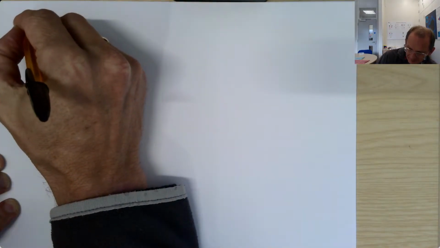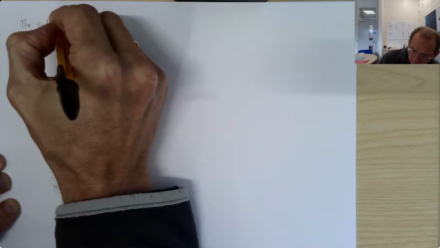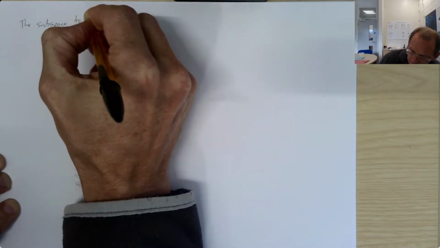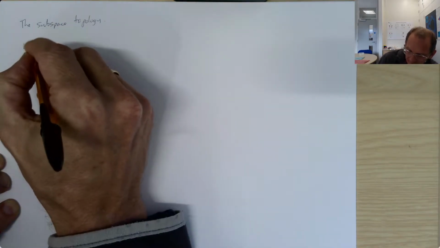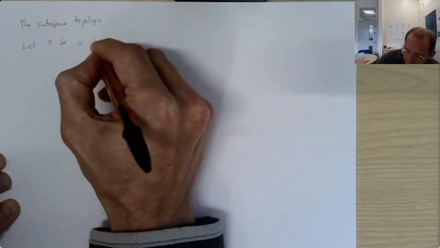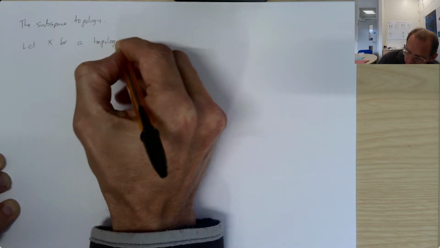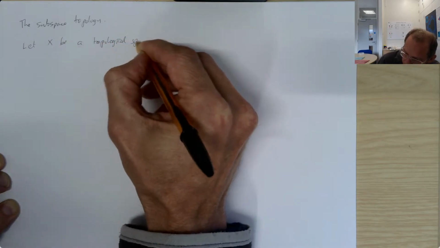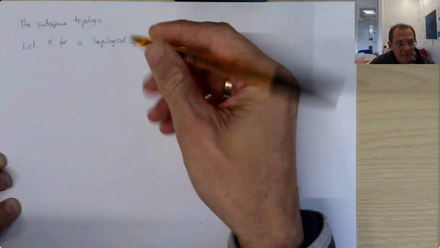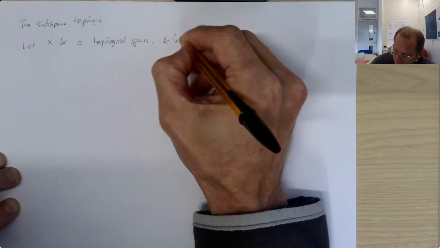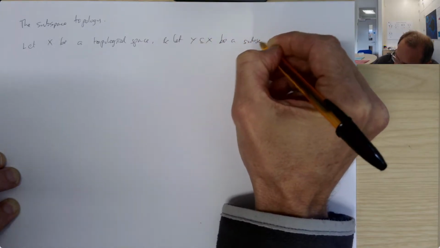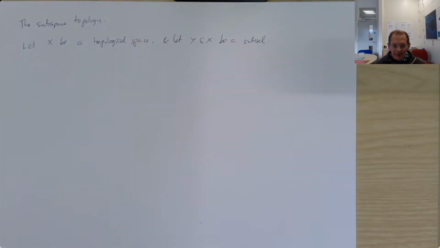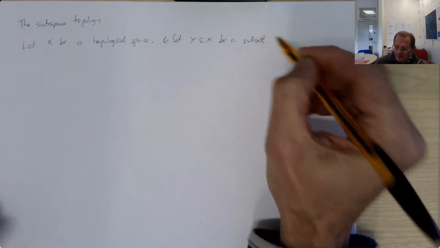So in this video I want to explain about the subspace topology. Okay, so suppose we've got a topological space X, and suppose we've got a subset Y. Okay, so the idea now is we want to make Y into also a topological space.